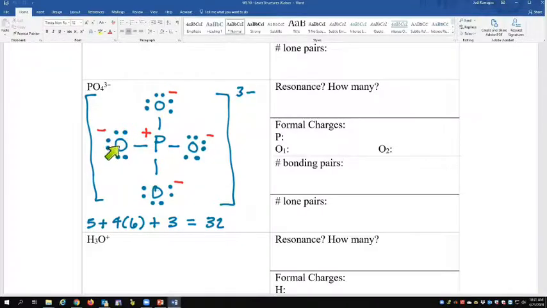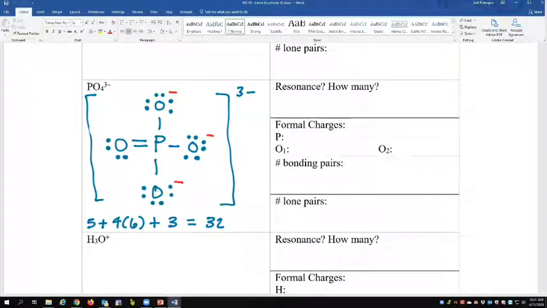So the oxygen here has an extra electron because of its negative formal charge, and the phosphorus is short an electron. So what we can do is take a lone pair from the oxygen and make a double bond with the phosphorus. This oxygen still has its octet. Now phosphorus has 10 electrons, but phosphorus is in period 3, and so it can handle that.